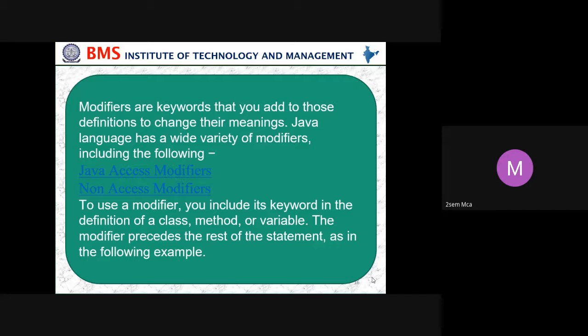So modifiers are keywords that you add to those definitions to change their meaning. The Java language has a wide variety of modifiers, including the Java access modifiers and non-access modifiers. To use a modifier, we include its keyword in the definition of a class, method, or variable. The modifier precedes the rest of the statement, as in the following example.